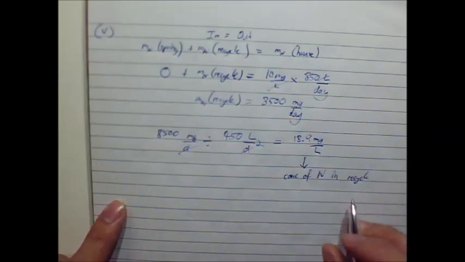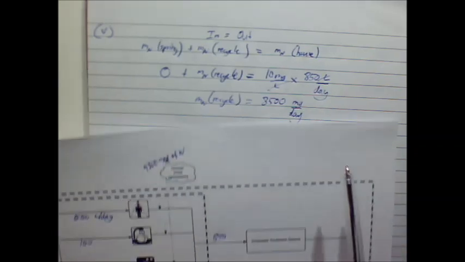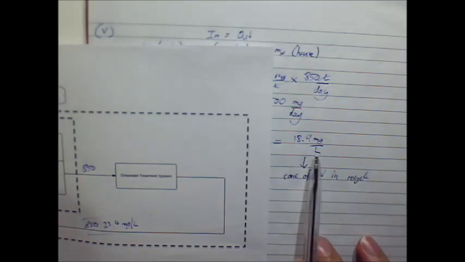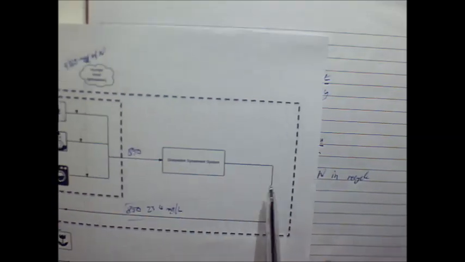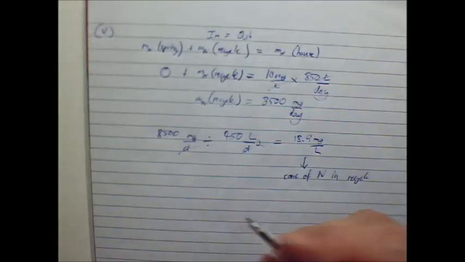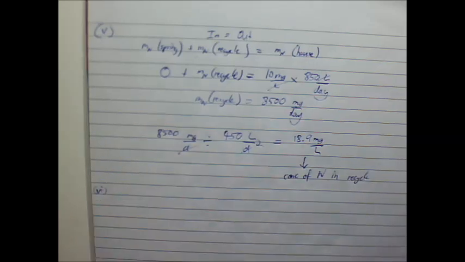So the question now is, if we need this much, how much nitrogen then needs to be removed from this point to ensure that this grey water recycle loop has the required 18.9, because it currently doesn't, it has too much. So to do this, we need to have a look at our next mass balance. That's the final question, which is part 6 over here.